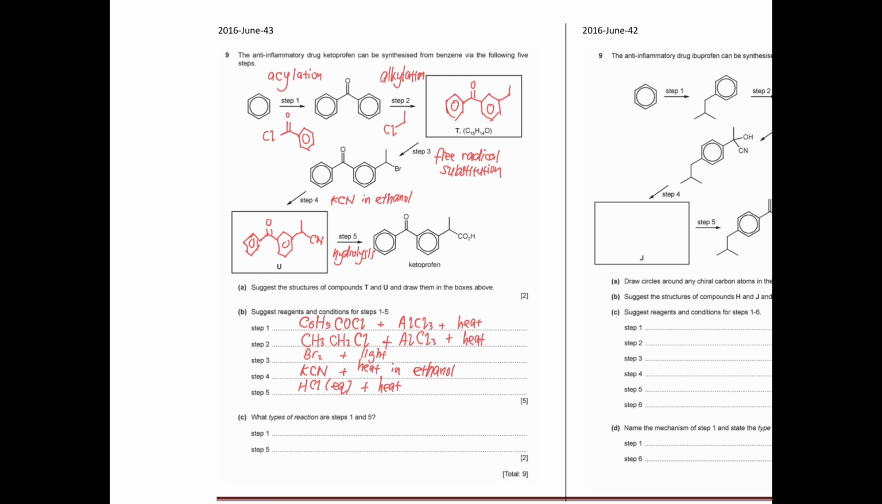To answer the mechanism question here, step 1 is one type of reaction. You may wonder about acylation. Acylation is under electrophilic substitution. Both will be fine, but writing electrophilic substitution is safer. And step 5 is hydrolysis.